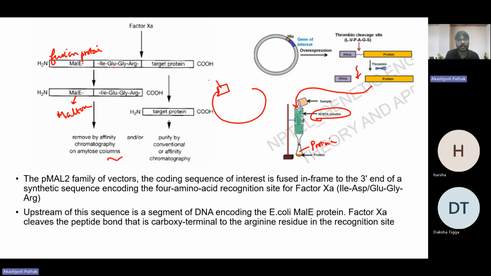This is your his tag. Then you have the thrombin cleavage site. This is your thrombin cleavage site. And then you have your gene of interest. Now, when this protein gets expressed, what will you get?